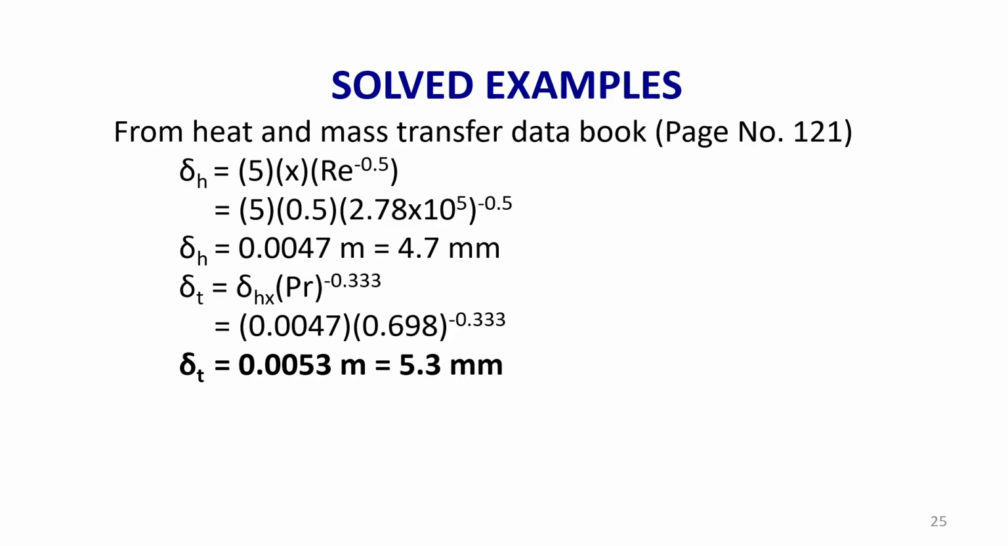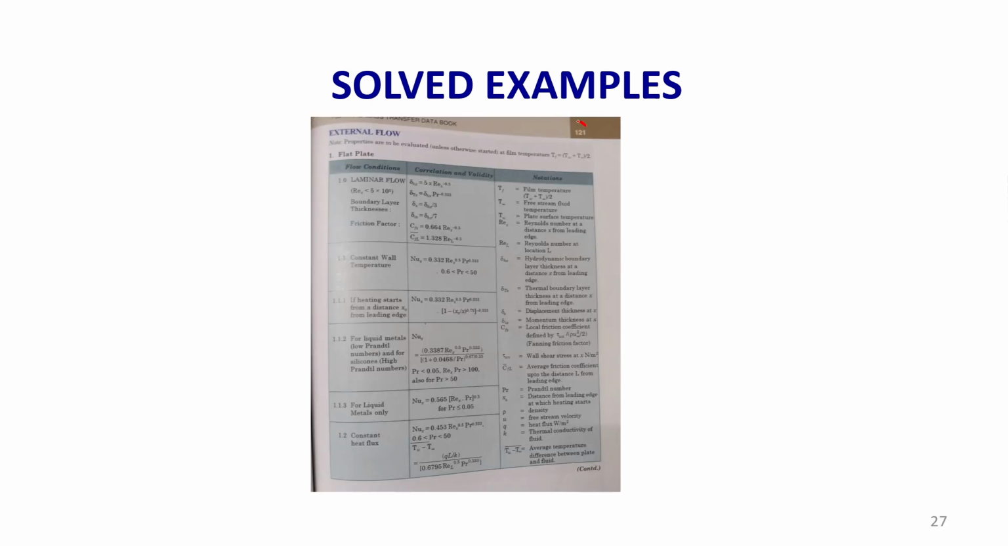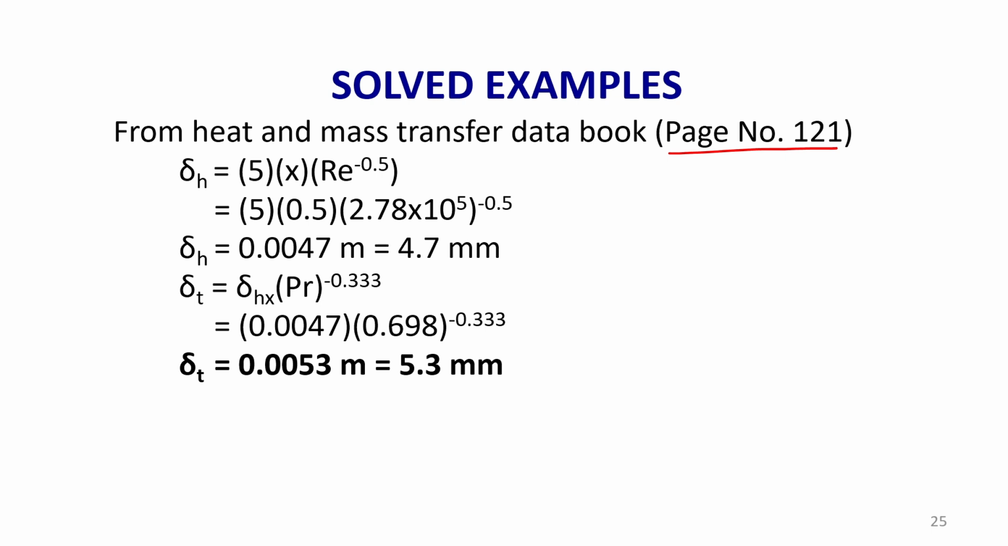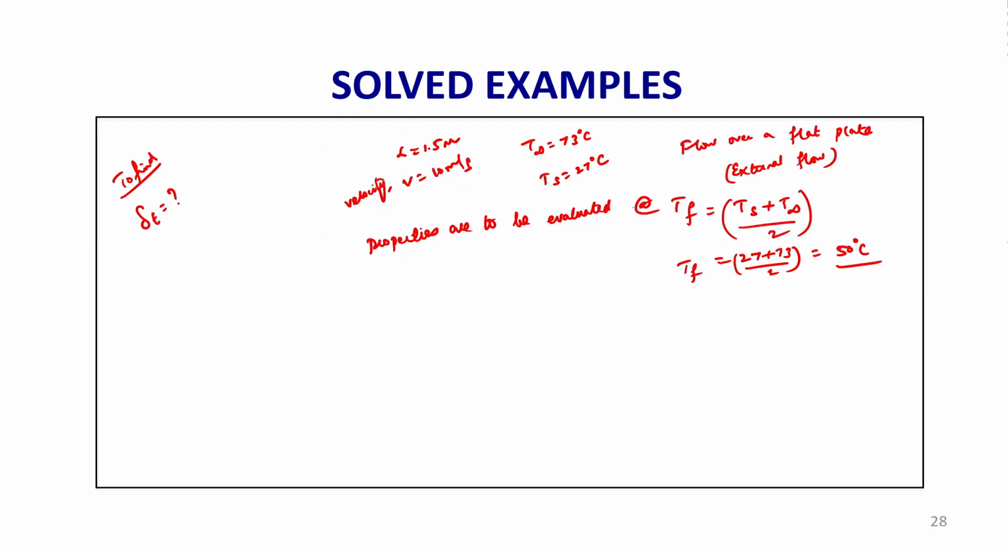So, from HMT data book, page number 121, I am using the data book by C.P. Gopal Raman and Subramaniam, the 9th edition. So, in case the edition is different, there will be a slight change in the page number. So, this is the formula for hydrodynamic, external flow. Here you can see properties are to be evaluated at film temperature only. So, this is the formula for hydrodynamic boundary layer, okay, and this is the formula for delta T. They use the term delta H for hydrodynamic boundary layer, and if you substitute, you can find out this one.